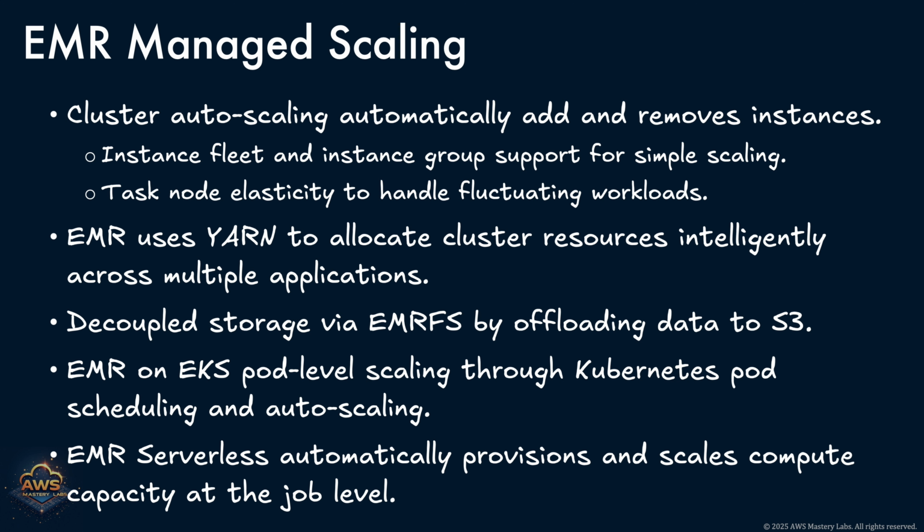If you're running EMR on Amazon EKS, your Spark jobs execute as Kubernetes pods and can take advantage of Kubernetes-native auto-scaling. You get granular, pod-level scaling across shared infrastructure, ideal for containerized environments. And with EMR Serverless, scaling is fully managed by AWS. There's no cluster to manage. Compute is provisioned at the job level, scaling up or down automatically based on demand. This is perfect for bursty, on-demand workloads, or when you want to focus solely on your application logic.